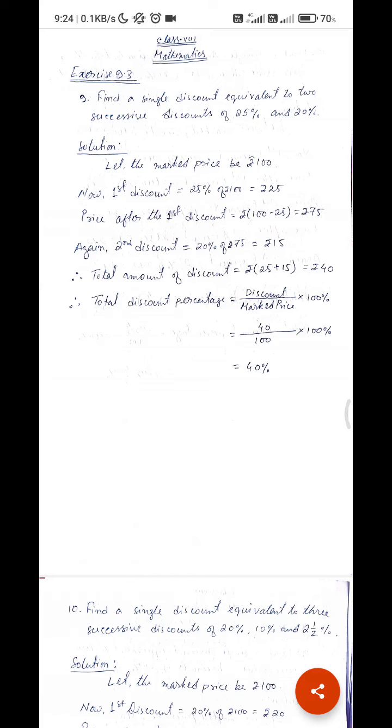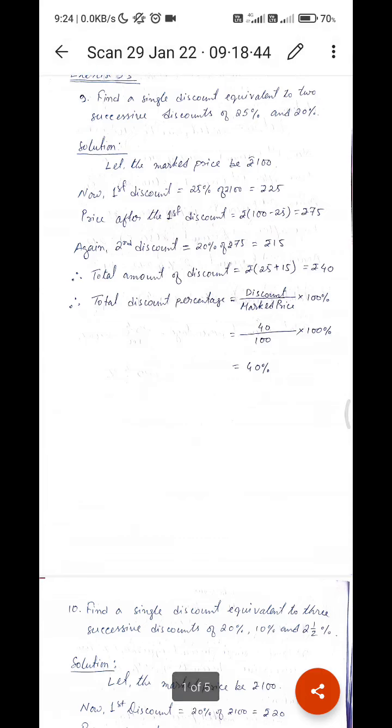Now let's understand the question first. We have to find a single discount equivalent to two successive discounts. Successive means one after the other. This means on an item, first of all, a discount of 25% was allowed. After that, I mean after 25% discount, on that discounted price again a discount of 20% was allowed. So we have to find a single discount instead of these two discounts.